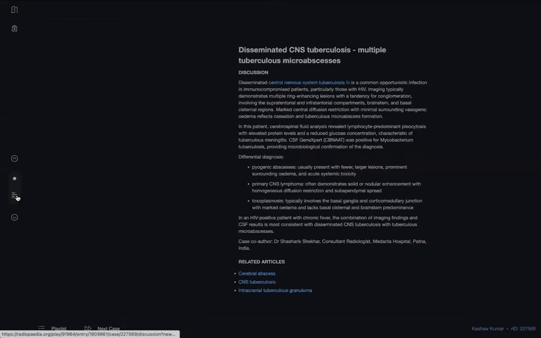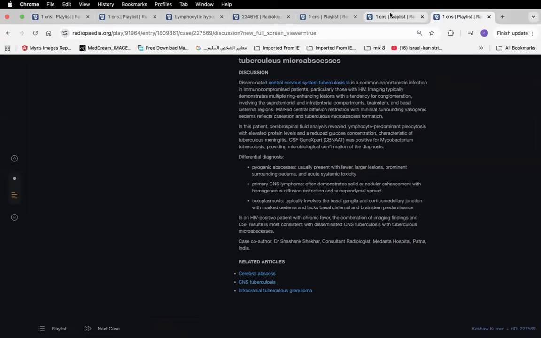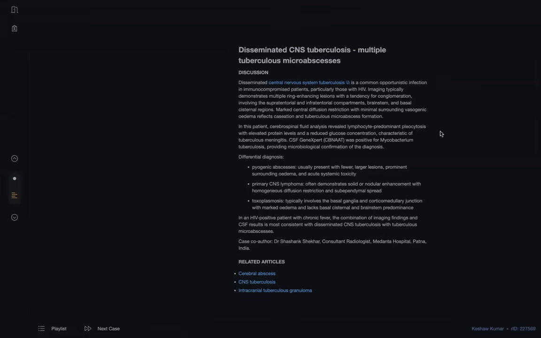Okay, my colleagues, again, this is disseminated CNS tuberculosis in the form of micro abscesses. Very important. TB is very important. By the way, the feedback from January candidates were about all atypical cases. They presented with 3 from the 12, or I think 4 from the 12 cases. So atypical cases.